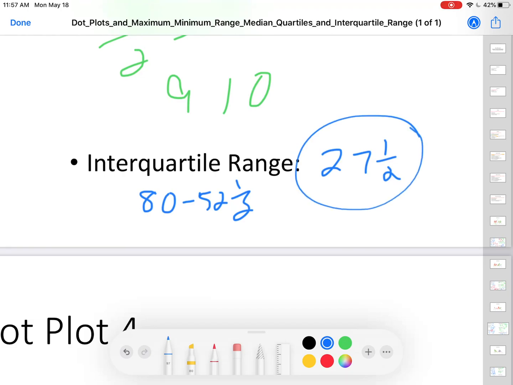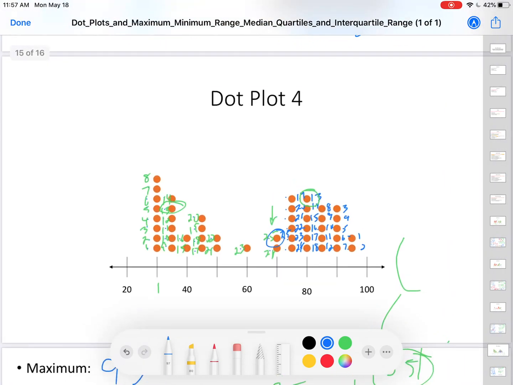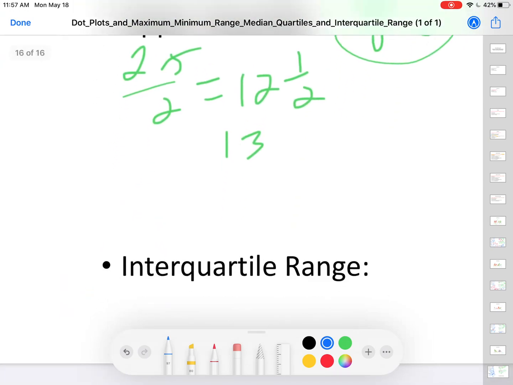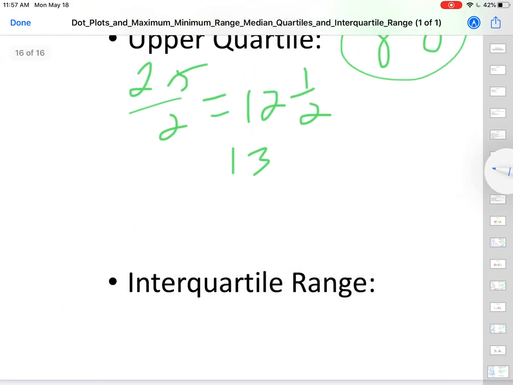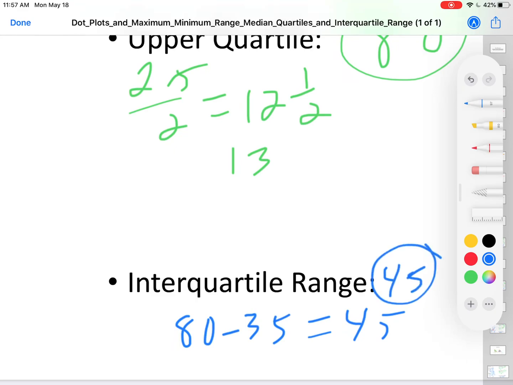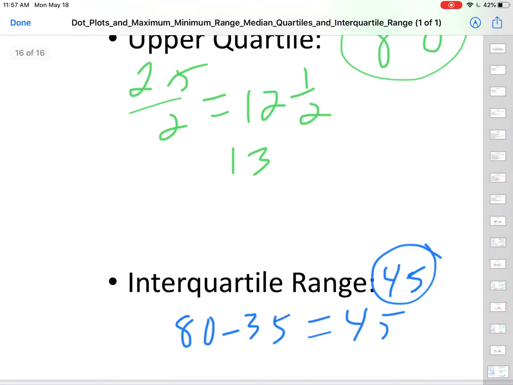So, dot plot number 4. Okay. 80 and 35. No halves. Get this out of the way. 80 minus 35 is 45. That one I can do on my own. Don't need the calculator. The interquartile range is 45.